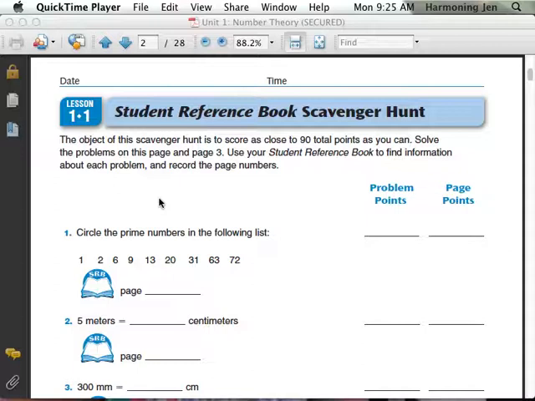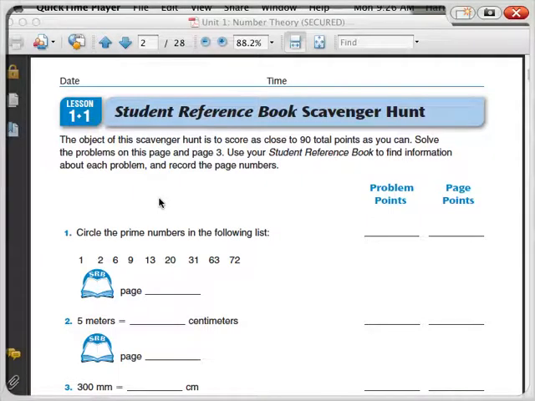The object of this scavenger hunt is to score as close to 90 total points as you can. Solve the problems on this page and page 3. Use your student reference book to find information about each problem and record the page numbers. Now let's take a look at how this works. Here you have problem 1. Circle the prime numbers in the following list.